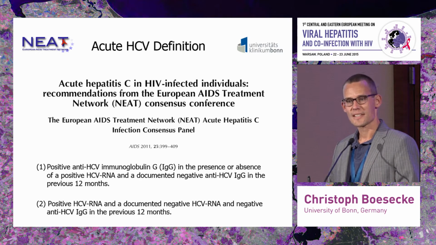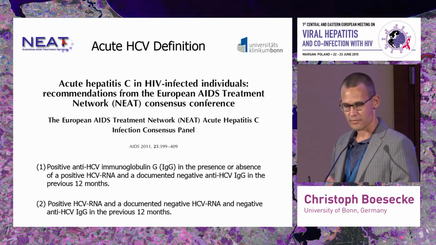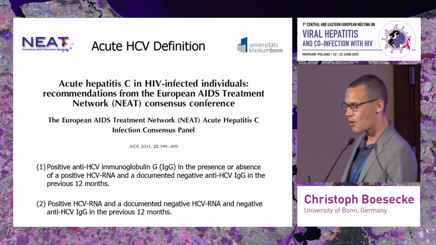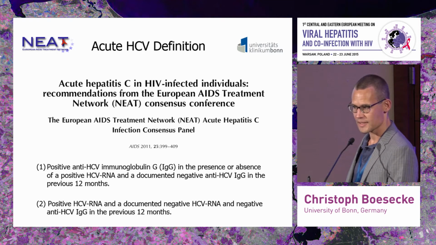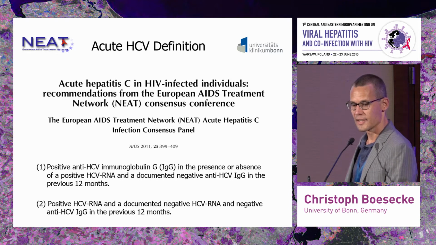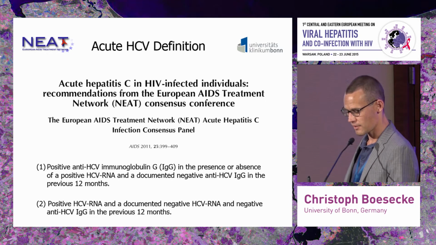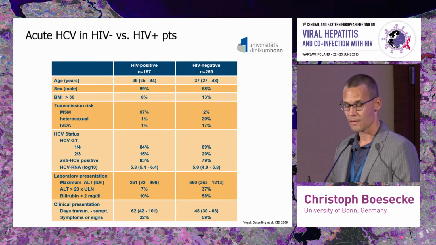So what actually is an acute hepatitis C infection? There are clear definitions now by the European AIDS Treatment Network. It's a positive antibody result, and then you also need a PCR or antibody result. If you don't have previous test results because the patient is new at your department or was newly diagnosed with both infections, you can also make the diagnosis with ALT values.